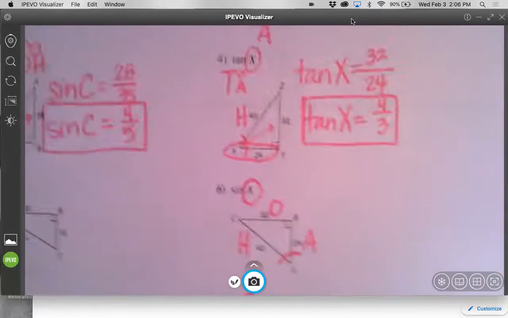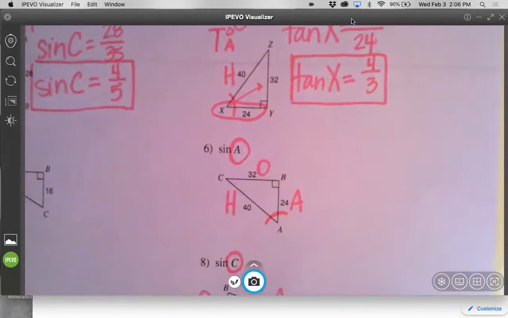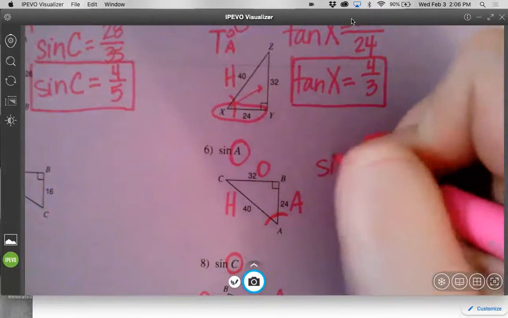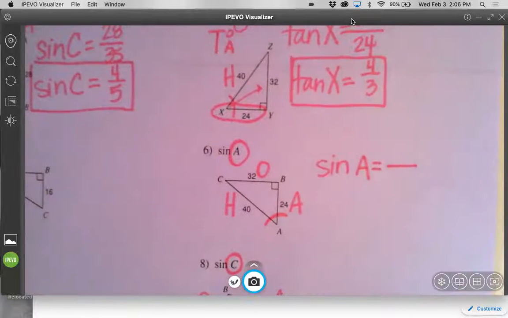All right, so we've already got 6 labeled. I'm going to give you a minute to set up the sine of angle A. Or ask questions if you got them. Or both.